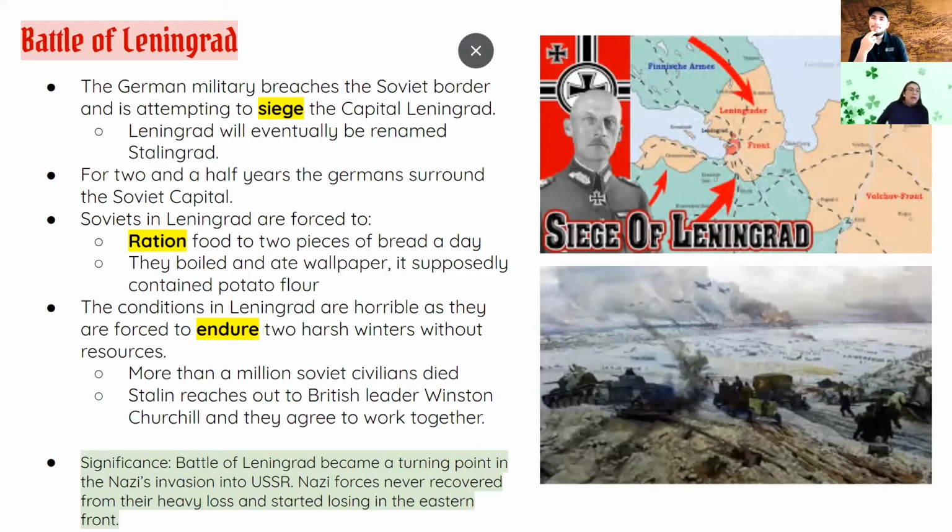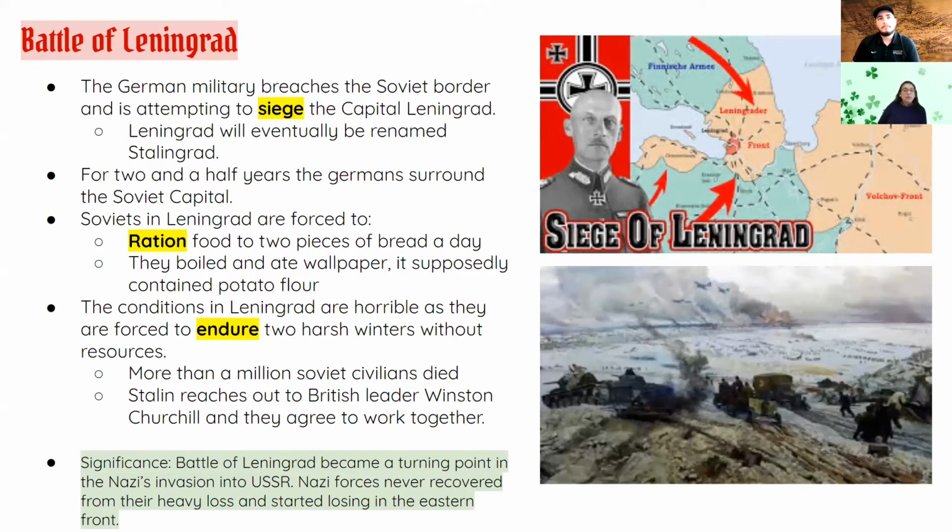Next, we have the Battle of Leningrad. So we know that Stalin and Hitler are no longer working together. Hitler has broken the Nazi-Soviet pact. He's going to continue to force German troops into the Soviet Union. The German military breaches the Soviet border and is attempting to siege the city of Leningrad, in northern Soviet Union. For 2.5 years, the Germans surrounded the city.